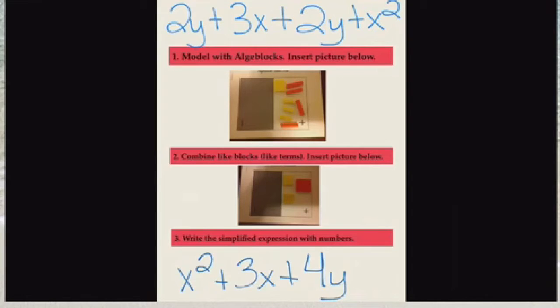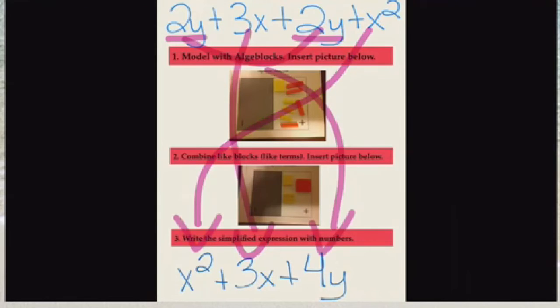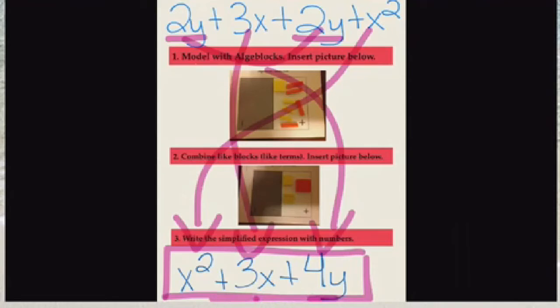Now, one important thing to note here is we do not combine x's with y's when we're adding or subtracting them together. Okay? You can't combine x's and y's. They're not the same block. So once again, to recap, we said our y's were like terms. We combined 2y and 2y to get our 4y. 3x dropped down and x squared dropped down because we could not combine those with anything else. So our expression simplified is x squared plus 3x plus 4y.